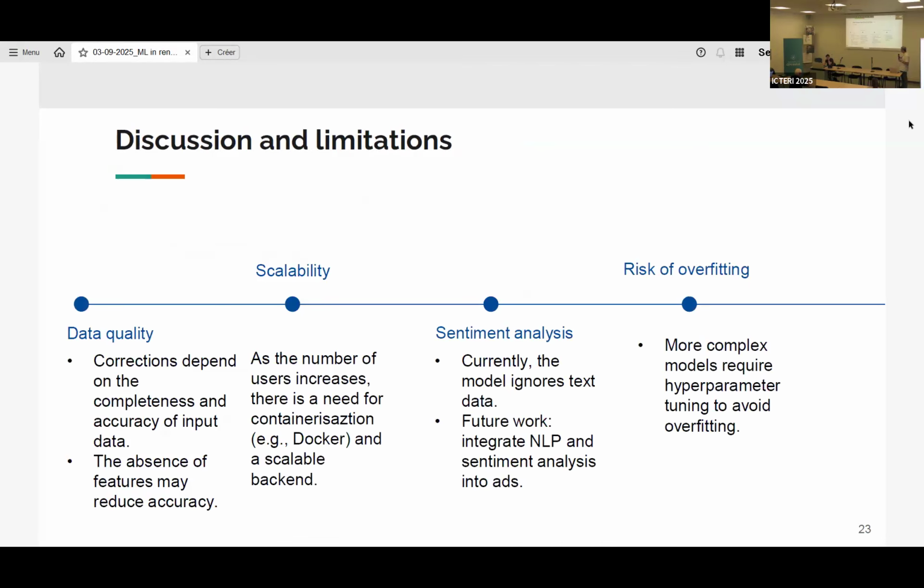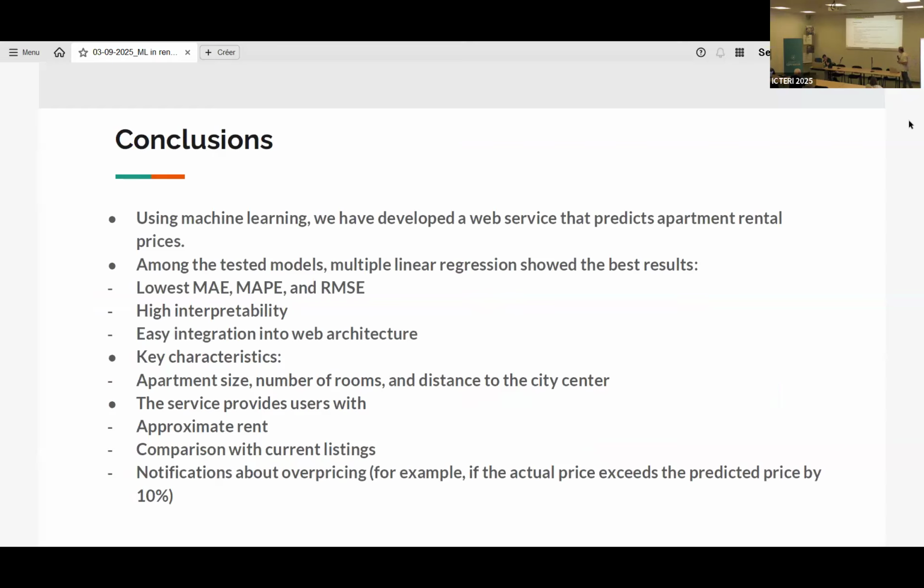So here you can see the discussion and limitations of our research. The first concerns data quality. In this case, we can increase the accuracy of input data, for example, by increasing the period of time and number of regions. Scalability, where we need containerization using Docker and a scalable backend. We can also improve our research using sentiment analysis, where we can use images and text data to increase the accuracy of prediction. And the risk of overfitting when using more complex models, which require hyperparameter tuning to avoid this overfitting.